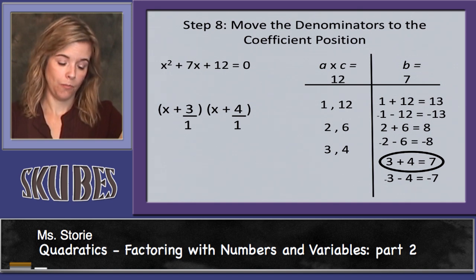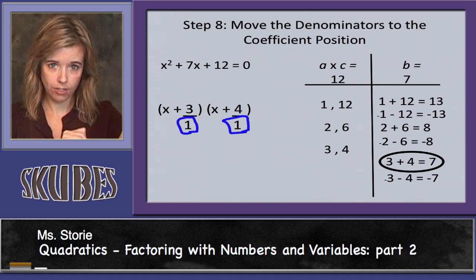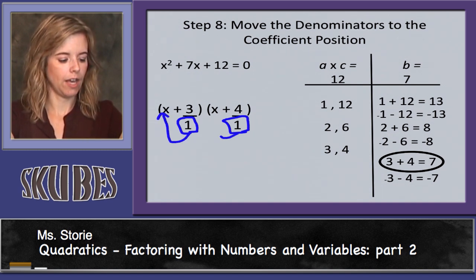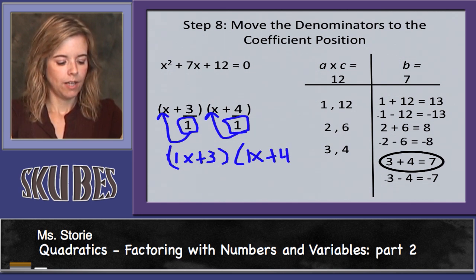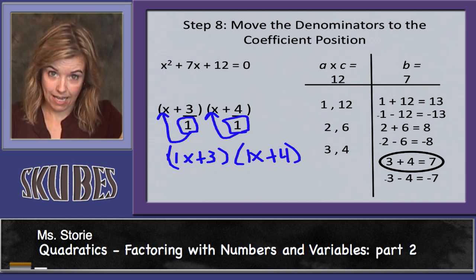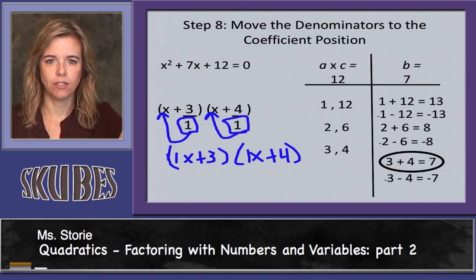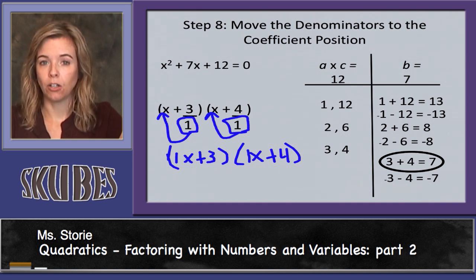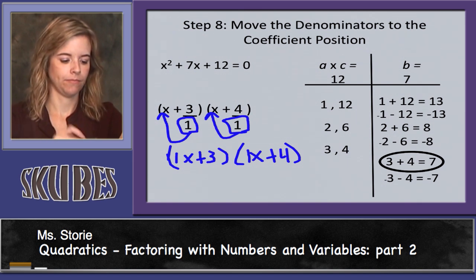Now you're going to move those variable denominators right here. You're going to move the denominators over to the coefficient position, which means you're going to move them up in front of the x. So if we move them, they're going to look like 1x plus 3 times 1x plus 4. But remember in algebra, if we have a 1 as a coefficient, we don't usually write it. But again, keep in practice of moving that over because in a lot of the quadratics that you'll be solving, 1 is not going to be the denominator. It's going to be a larger number. So remember, you always put it as the denominator and then scoot it over to the coefficient position.